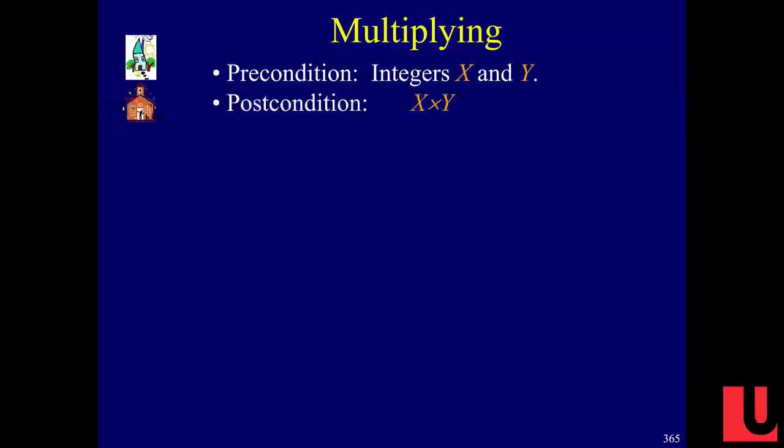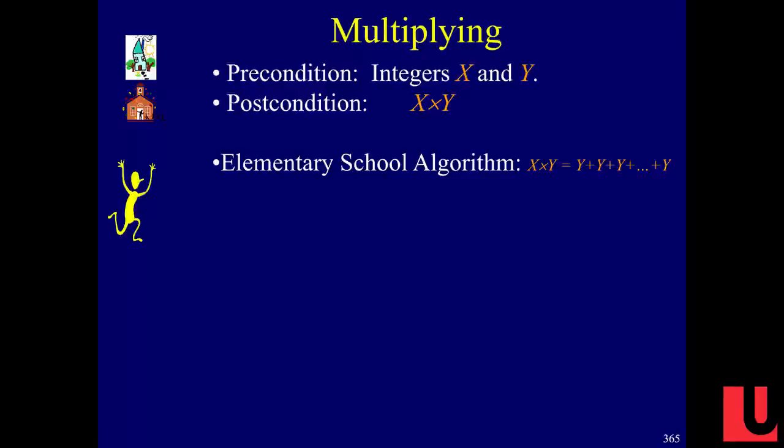All right. So our goal is to multiply. If we're in elementary school, we learn the definition of multiplying, and it's that you just add y x times. So what's our obvious algorithm? Everybody sees we're adding x times.